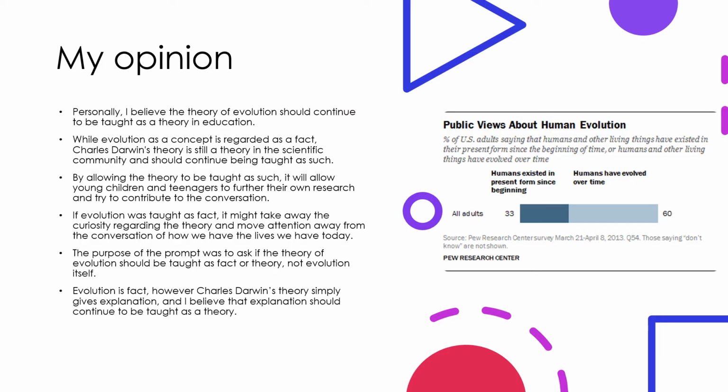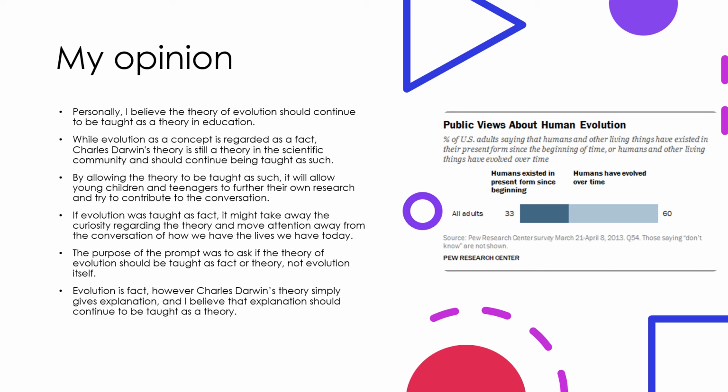Personally, I believe the theory of evolution should continue to be taught as a theory in education. While evolution as a concept is regarded as a fact, Charles Darwin's theory is still a theory in the scientific community and should continue to be taught as such. By allowing the theory to be taught as such, it will allow young children and teenagers to further their own research and try to contribute to the conversation.